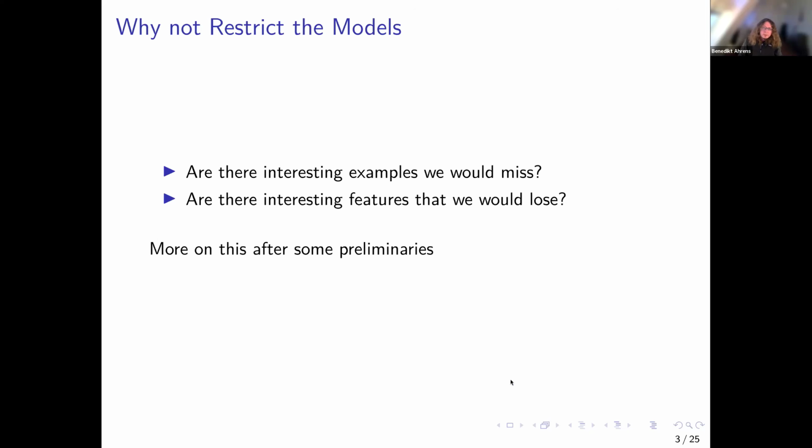So why do we not want to restrict the models? I hope to convince you that we would actually miss some interesting examples, first of all, of comprehension categories, if we do not look at these sort of maximally general comprehension categories, and we would also miss out on some features that we might be interested in in the type theory. I will explain this in more detail now after giving some precise definitions.